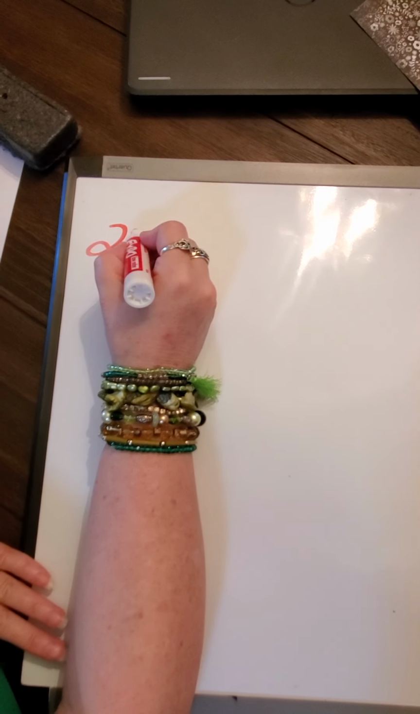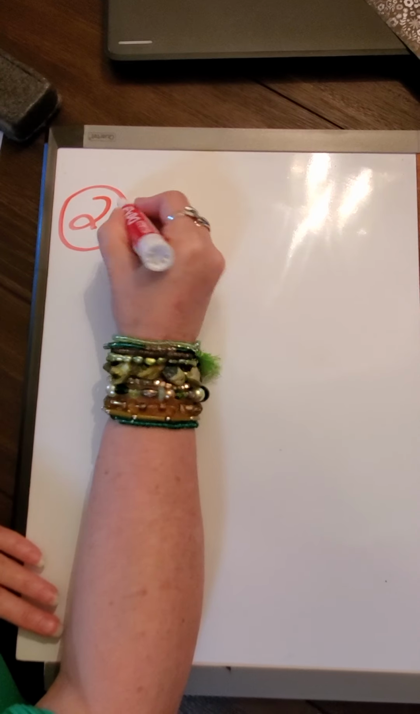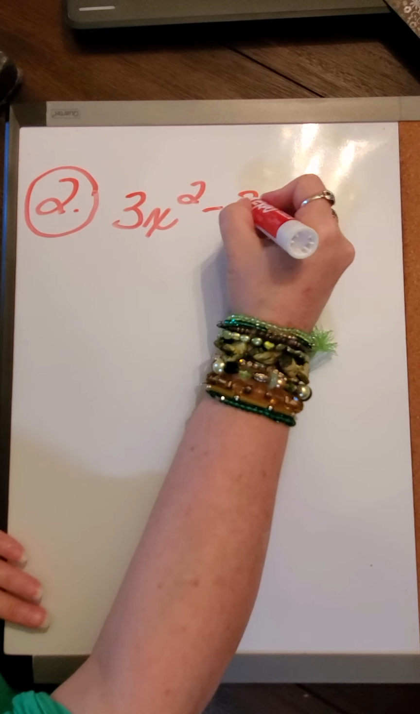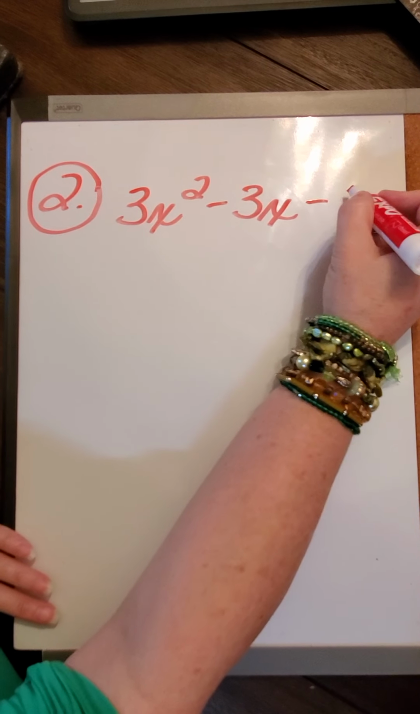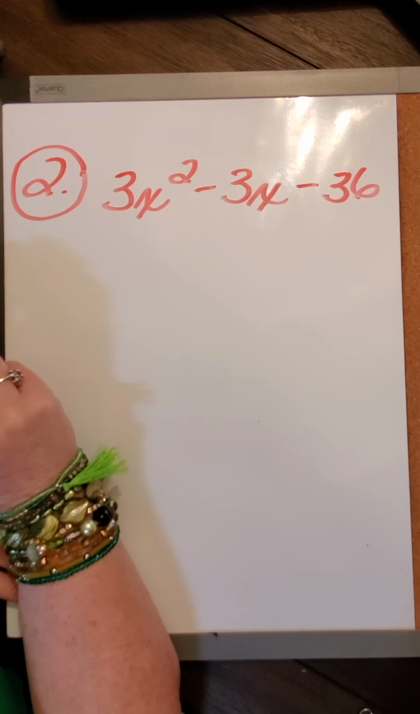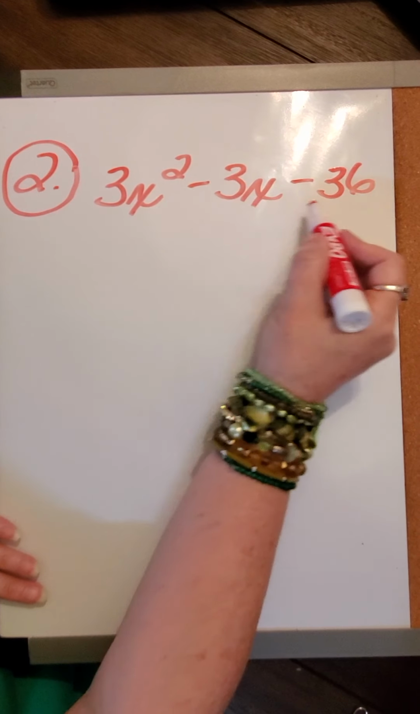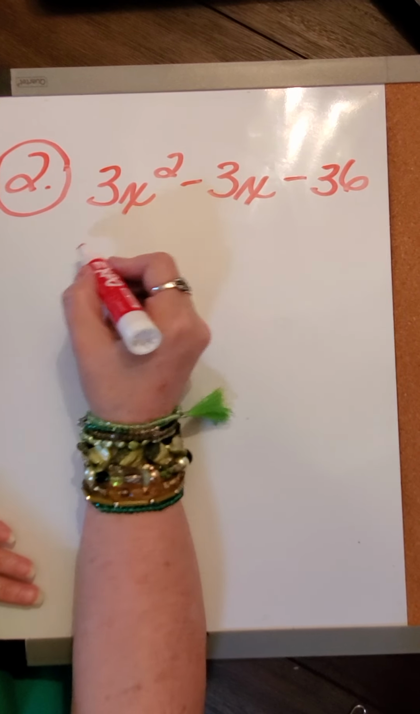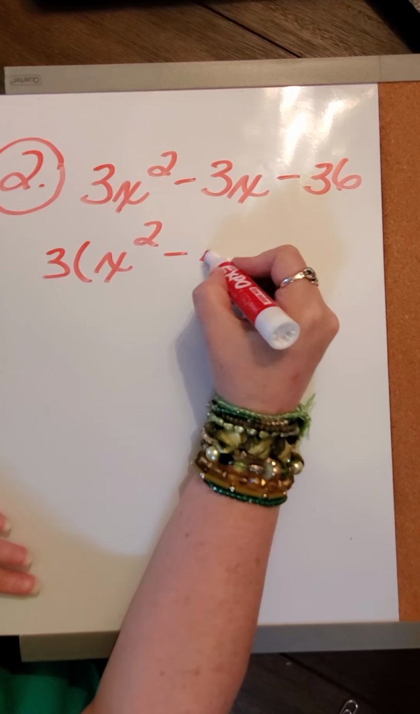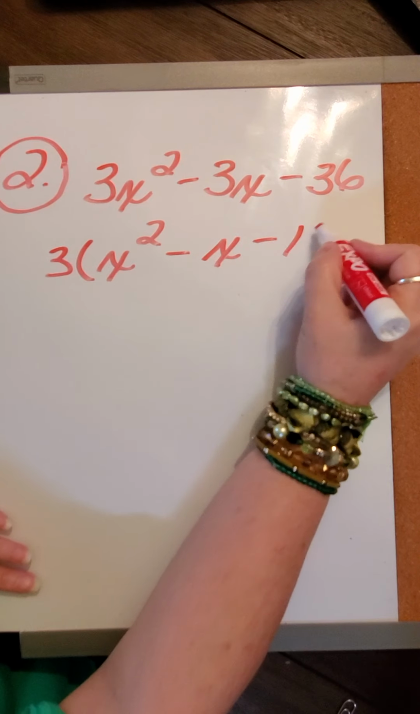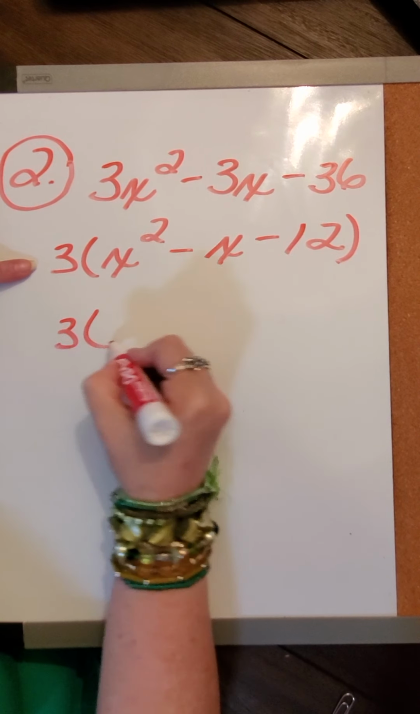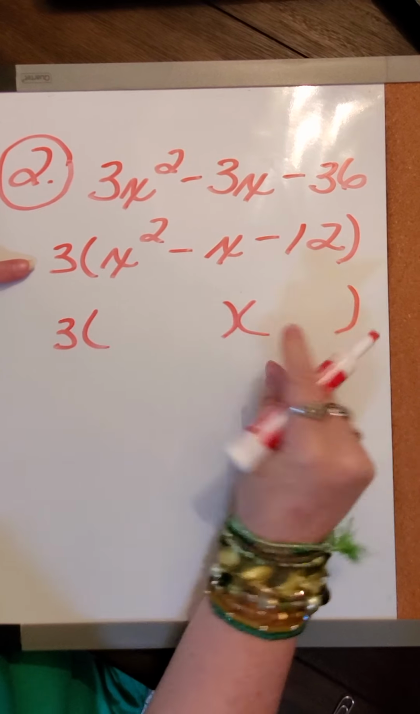Okay. All right, next we're going to do number 2. 3x squared minus 3x minus 36. On this one, first thing we can do is factor out a 3 because they all have 3 in common. So I'd have 3, and be left with x squared minus x minus 12. Then the 3 remains outside. We put our two sets of parentheses and we're going to factor this right here.